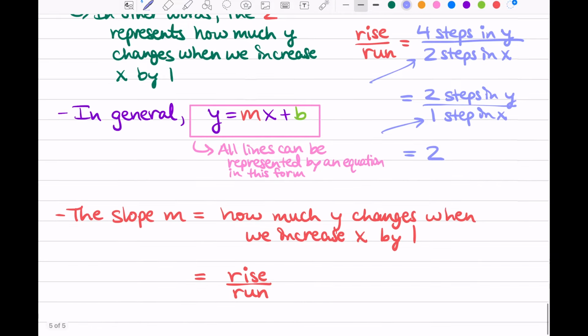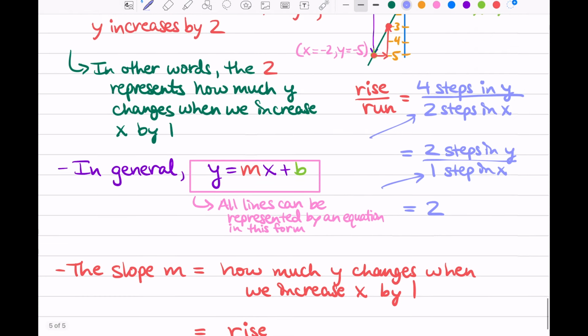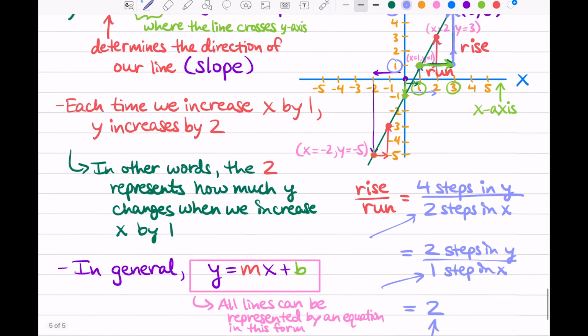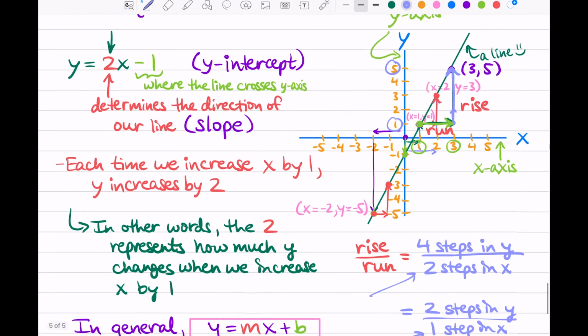All right. And again, this matches with our definition over here. We said how much y changes when we increase x by 1. Well, that's what this number says. We're saying y goes up by 2, it increases by 2 when we increase x by 1. So it's helpful to think of this as, we said, steps. And this idea of running and rising, that is going to be really helpful to think about.